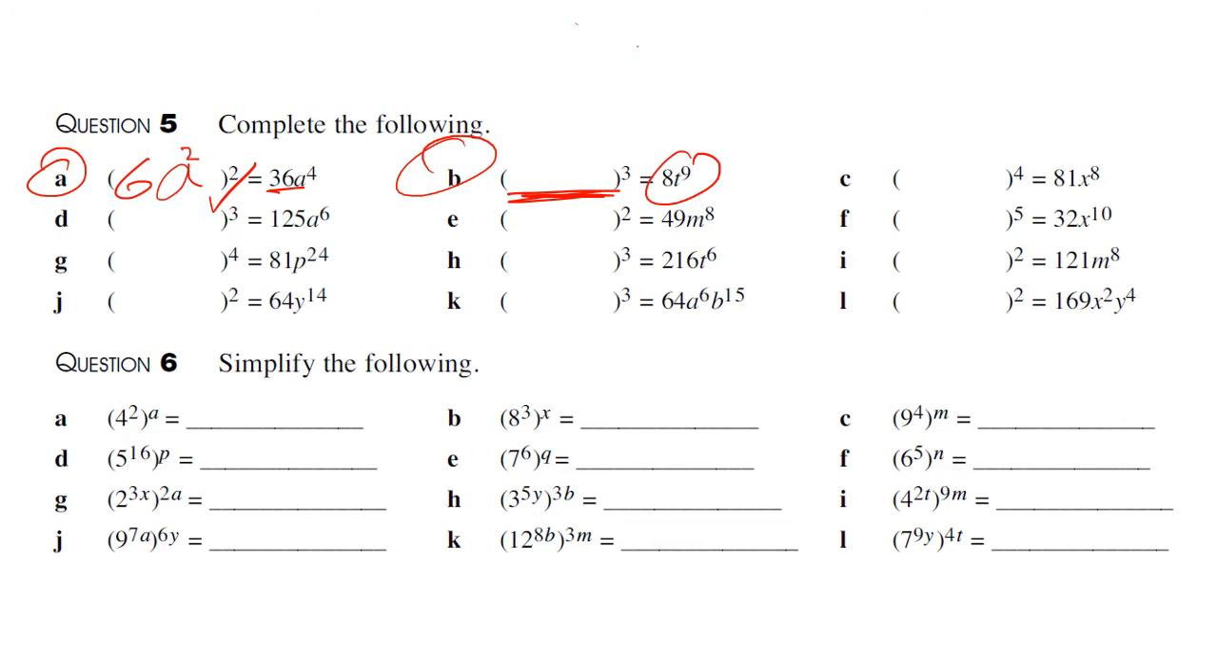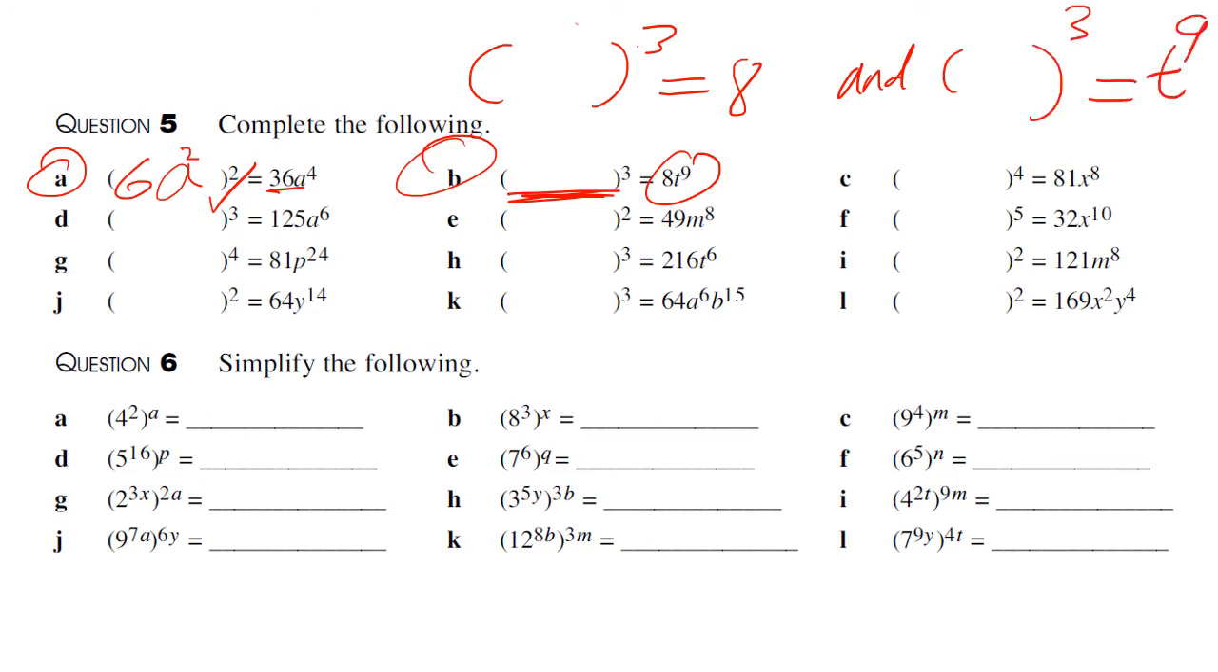So we can think of it separately. What to the power of 3 is going to give me 8, and what to the power of 3 is going to give me t to the power of 9. 8 is just 2 times 2 times 2, so it's the same as 2 to the power of 3, right? What cubed is going to give me t to the power of 9?